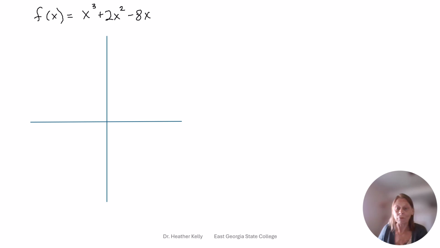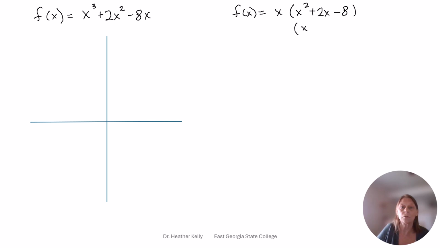Okay, so if you haven't finished yet, please pause the video now so you can finish the problem and then pick back up. But let's go ahead and solve this here. First we need to put this in factored form. We can pull an x out, and we're left with x squared plus 2x minus 8. This factors as (x plus 4)(x minus 2).